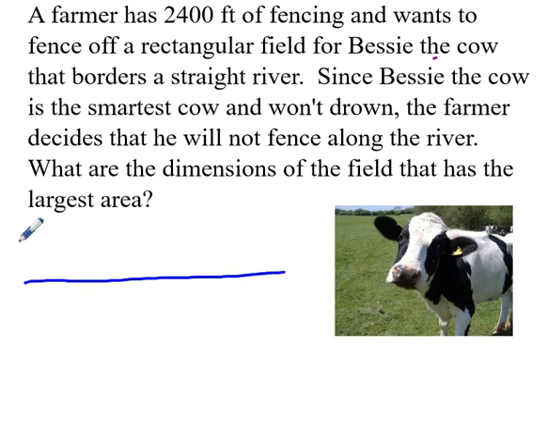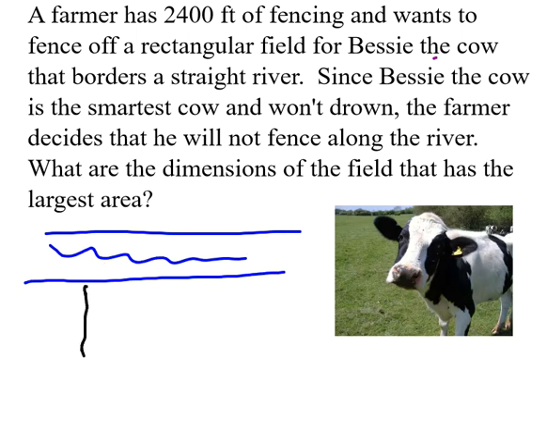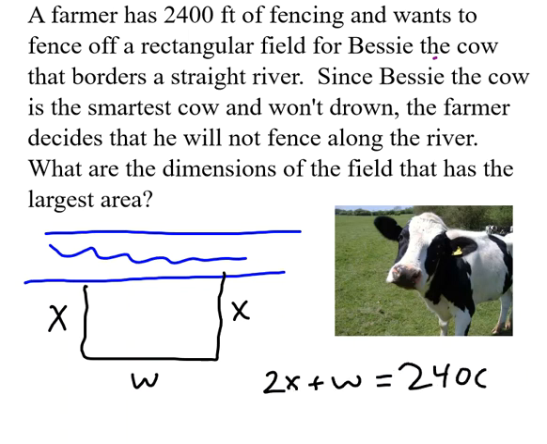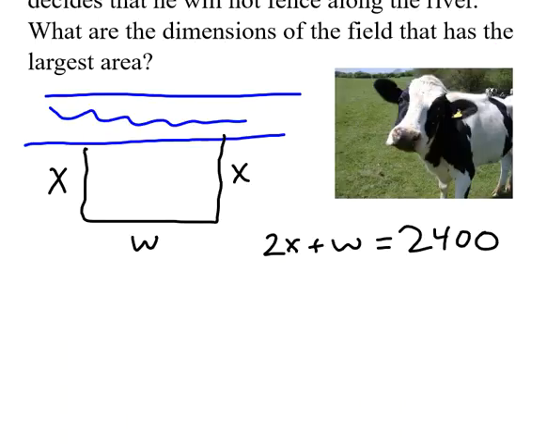So we have our river, and then we have our fencing. It goes along those two sides. And again, we don't know this side or this side, but we do know that we have 2,400 feet of fencing. That is what's constraining this problem. If I call this side width for a moment, we'll have 2x plus the width has to equal that 2,400 because the max area would definitely use all the fencing available. And so width is 2,400 minus 2x.